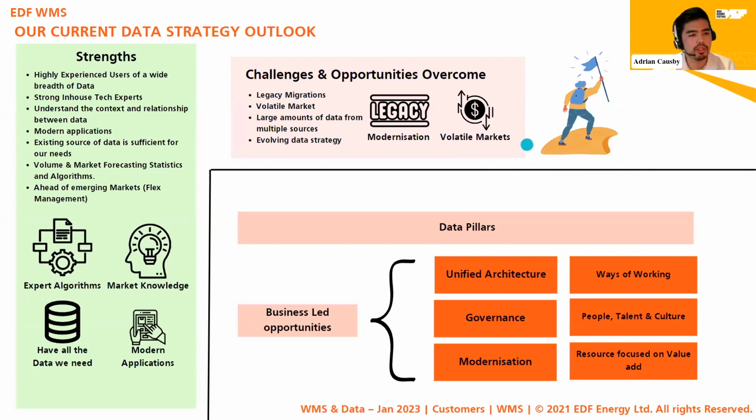So to overcome challenges like this, we follow the data pillars. So everything has to be business led. Every time we involve the senior leadership team, every time we involve all the stakeholders, every single reason why we're going to do something, it's going to have to be business led. And underneath all that follows the typical elements of a data strategy. You've got a unified architecture, governance, ways of working. So all those elements that you would find in a typical data strategy.